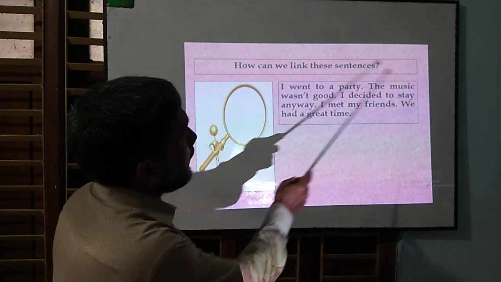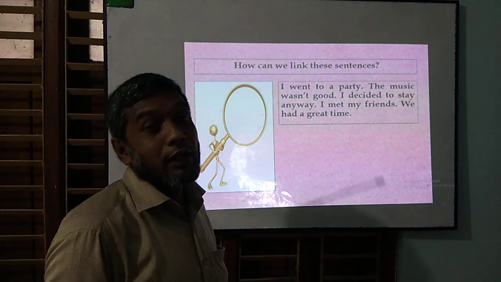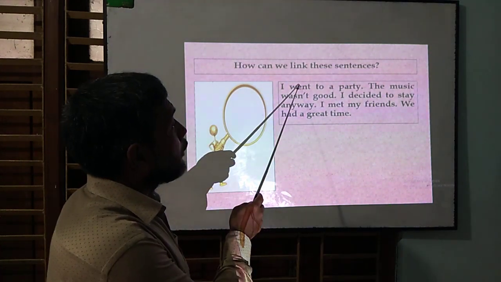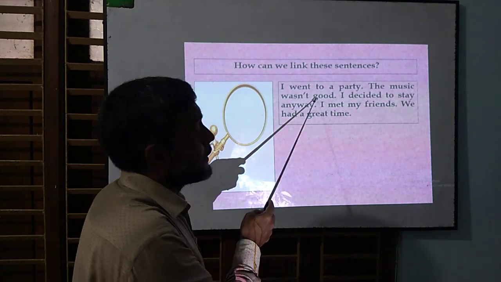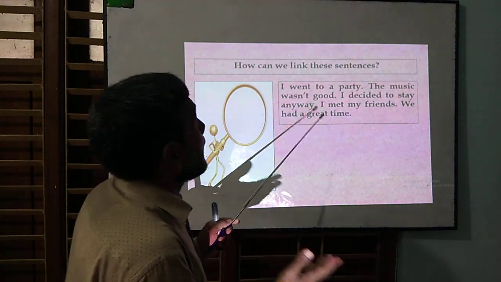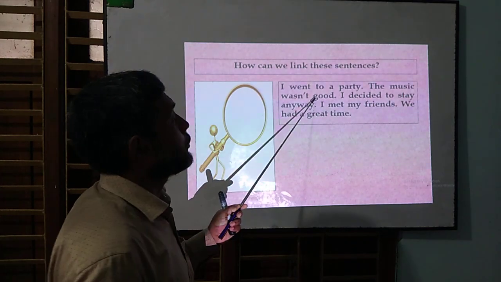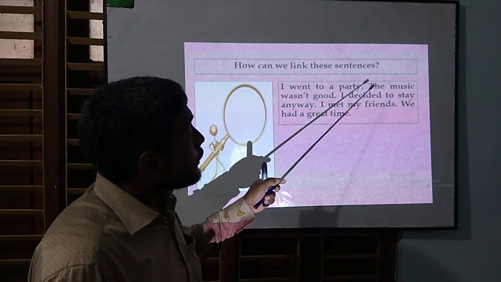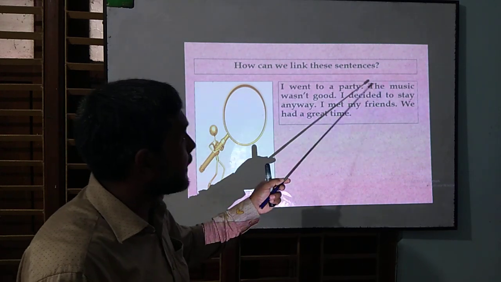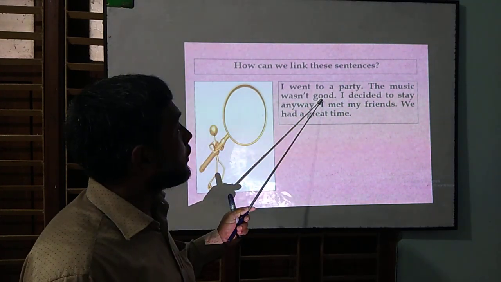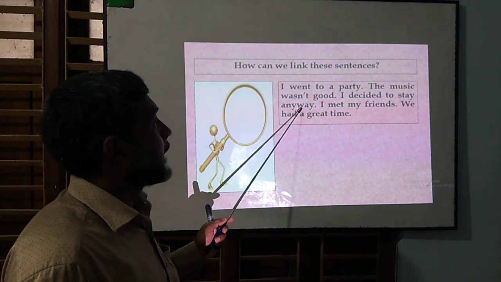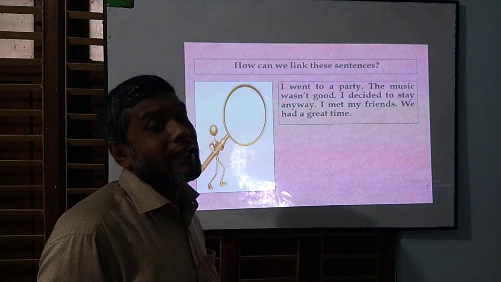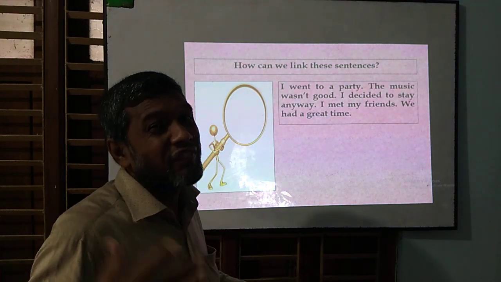I went to a party, the music wasn't good. So if I try to understand these two sentences, what is the relation? I went to a party but the music wasn't good. But again, if I try to show the relation between the next two sentences, the music wasn't good, I decided to stay anyway. Then the relation between these next two sentences is again an opposite, different relation.